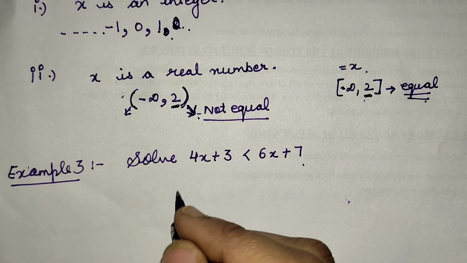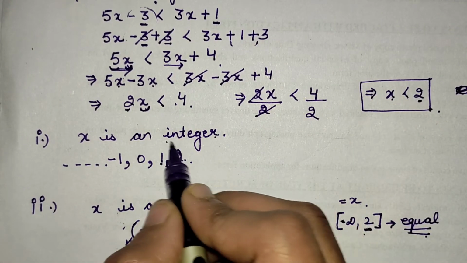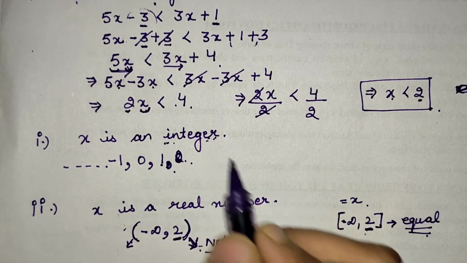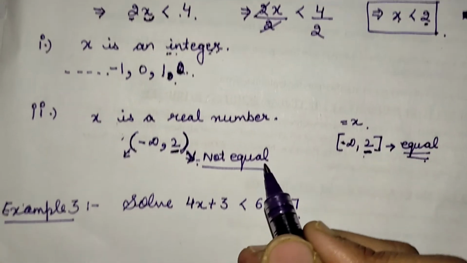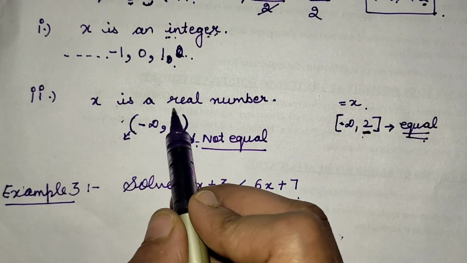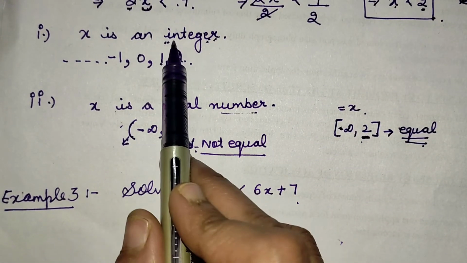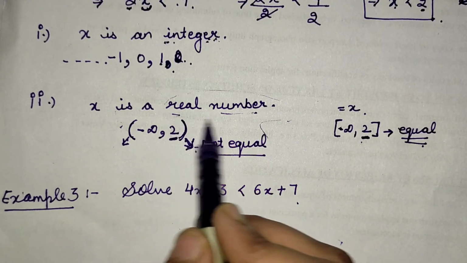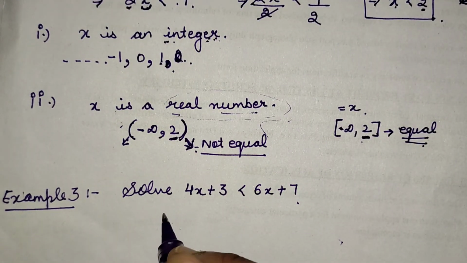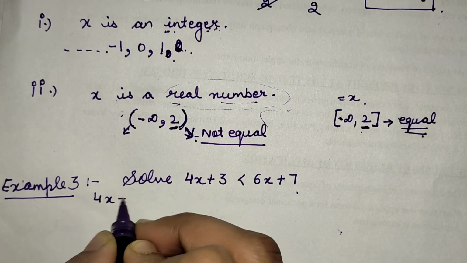Okay, so before that, let me tell you one thing: unless it is specified that you have to find the values of x for integers, natural numbers, or real numbers, we generally find the solutions for x only for the real numbers. If it is specified, then you have to find the values for the integers or the natural numbers. Otherwise, we will only consider real numbers as our solution, right? So how to solve this?